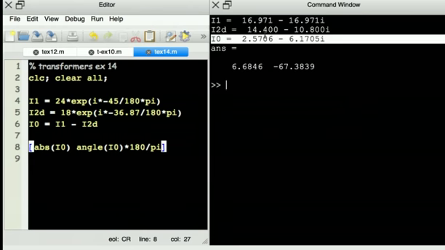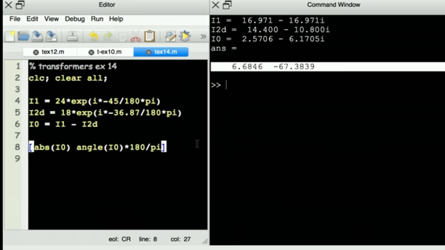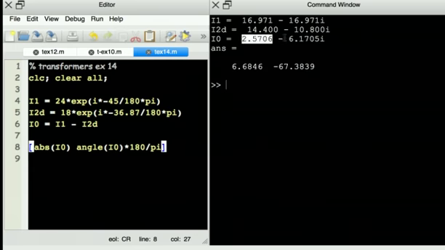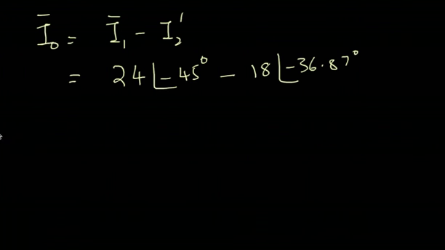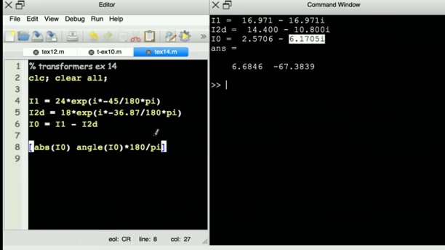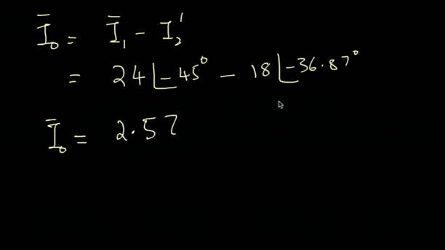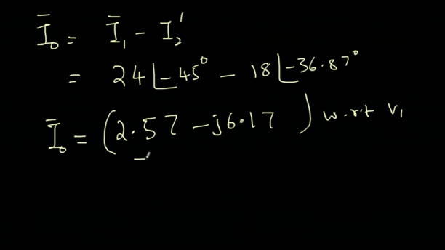So this is the rectangular form of the current, and this is the polar form of the current. So in fact, looking at the rectangular current, I can also find I naught. Finally after doing this subtraction, I got 2.57 minus j 6.17. So this is with respect to V1. Therefore this 2.57 is actually the working component of the current, and this 6.17 minus j means minus 90 degrees with respect to V1.